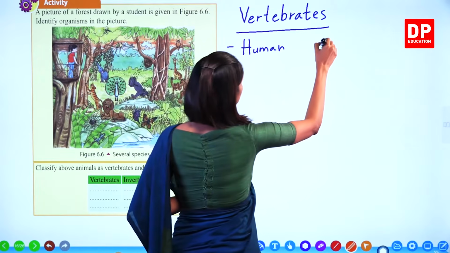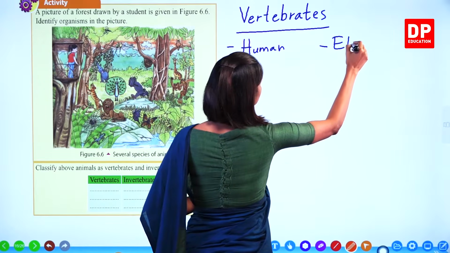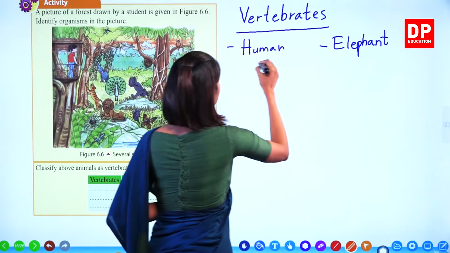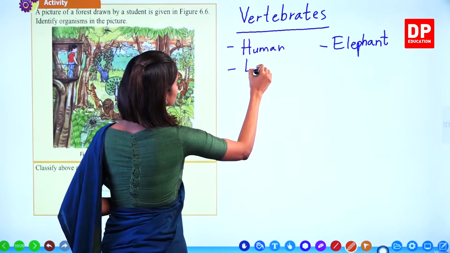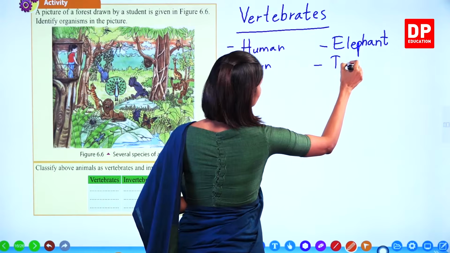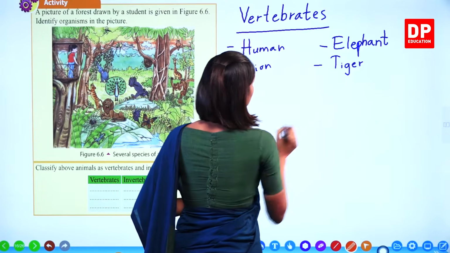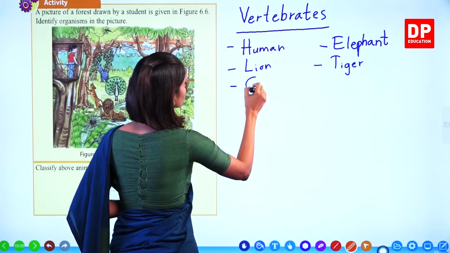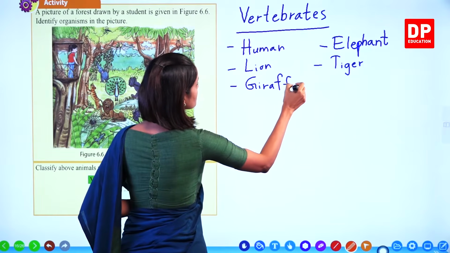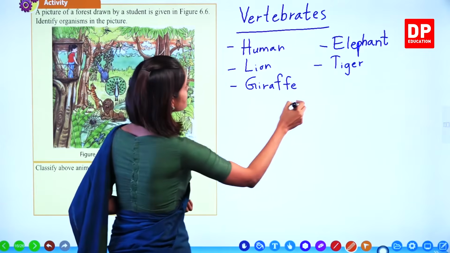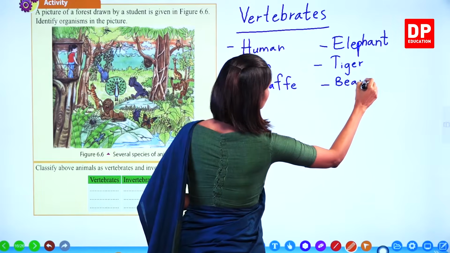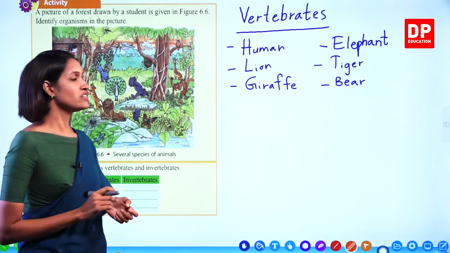Human, elephant, lion, tiger, giraffe, right, bear, they are coming under vertebrates.